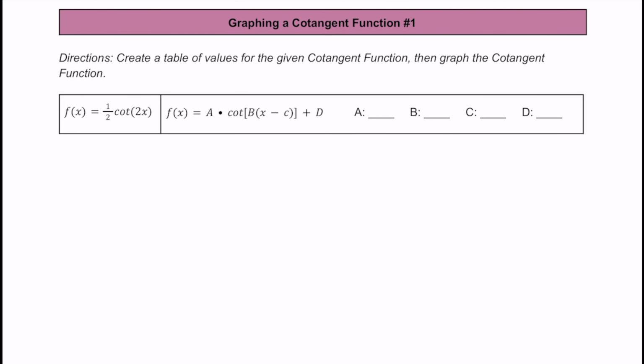Let's get started. The function that we're going to have here is f of x is equal to 1/2 times cotangent of 2x. This is the formula that we're going to use to figure out what types of transformations we're going to have on this function.